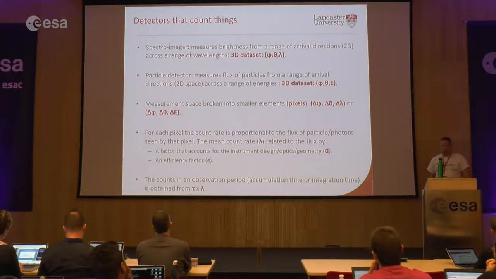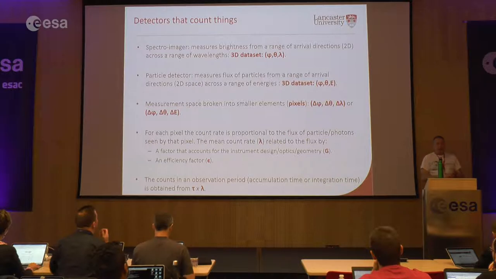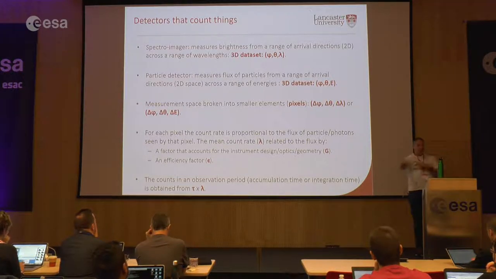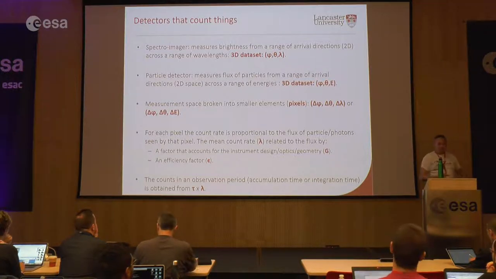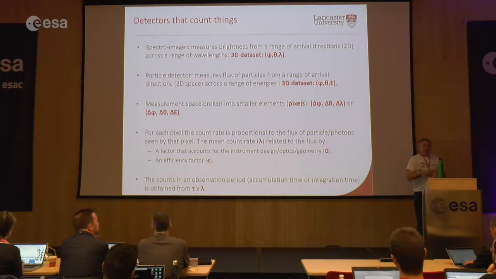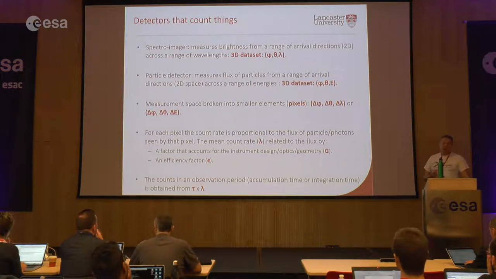To start with a more astrophysical application, we might think of a spectroimager. It might measure the brightness from a range of arrival directions around a spacecraft, giving you a 2D picture. And that then might be across a range of wavelengths to give you a 3D data set as a function of two angles, an azimuthal angle and a polar angle, and then in wavelength. For a particle detector, we might be measuring the flux of particles from a range of arrival directions in space, and as a function of energy, or more specifically, energy per charge, in terms of the sorts of instruments that I'm going to be talking about. So again, we have a 3D data set.